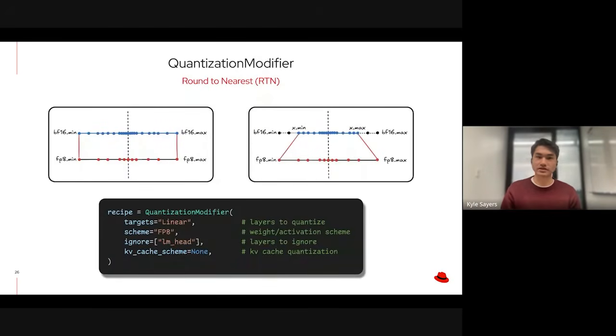So the quantization modifier is basically the class that you're going to be using if you want to apply round to nearest quantization to your model. This is the most standard and naive way of quantizing a model, where you just take the weights and activations and round them to their nearest values within the quantized space. This is most straightforward, and it also allows you to apply things like KV cache quantization, which can help reduce your KV cache size and allow you to have much larger context windows during inference time.